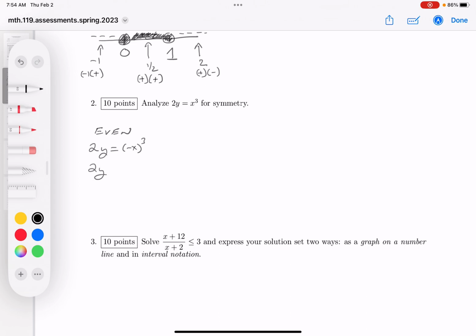And what do you get there? 2y equals minus x cubed. This is clearly not the same thing. So when I say same thing, it's not the same thing as this. So it's not even. All right, let's move on to odd.